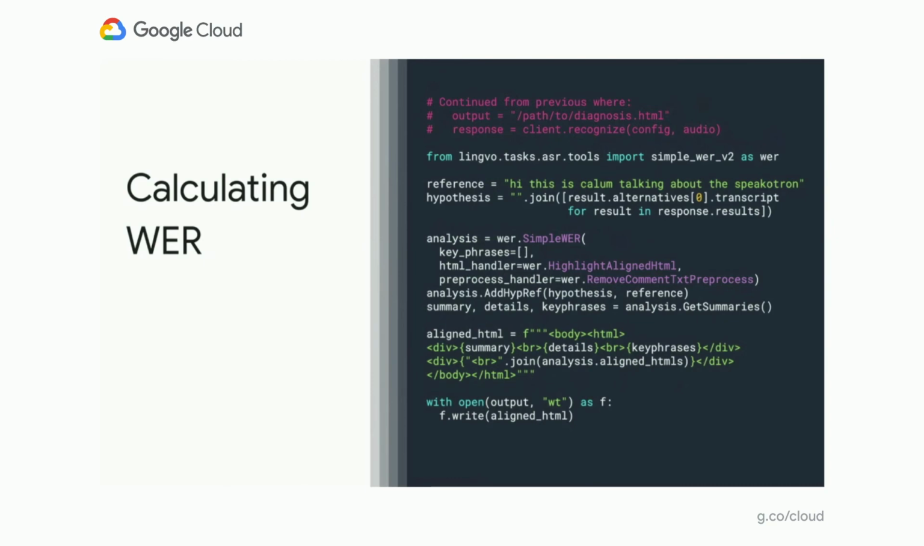So I'm putting in my ground truth hypothesis here. Hi, this is Calum talking about the Speakotron. I haven't included any punctuation in this case, but you could include punctuation if you're expecting punctuation in the result as well. The hypothesis will come directly from the Google speech transcript that I just set up. And then we will compute the error rate and print the HTML.